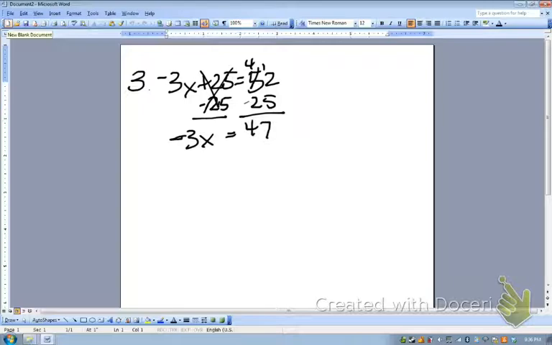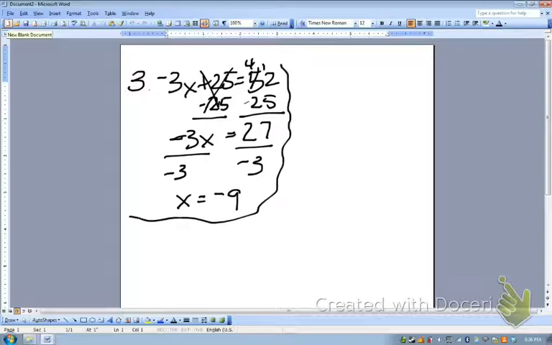Whoops, not 47. Crazy Mrs. Earlywine. Alright, 27. That's better. Now, I want x by itself. I'm going to divide by negative 3, divide by negative 3. And since I've been making you write down those rules of integer multiplication and division, I have a positive divided by a negative. My signs are opposite, so my answer is negative 9. Draw my line so you can see the space between my work, and that is not 3.3, that is 3.